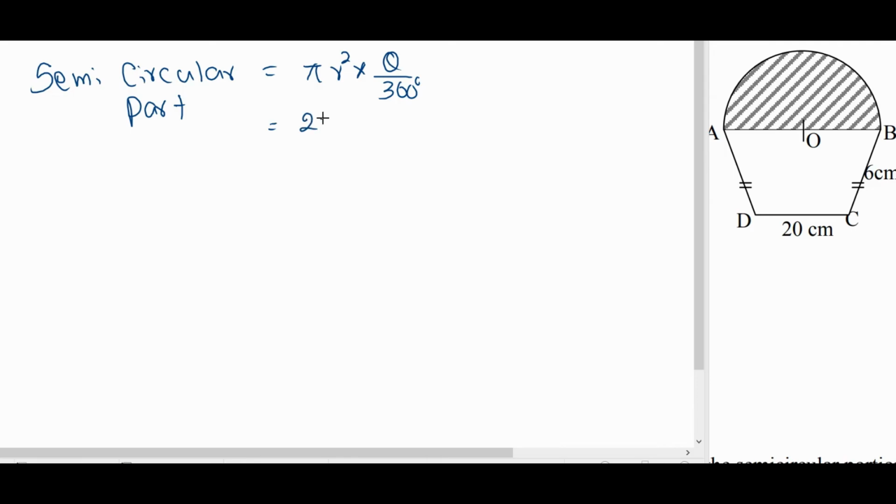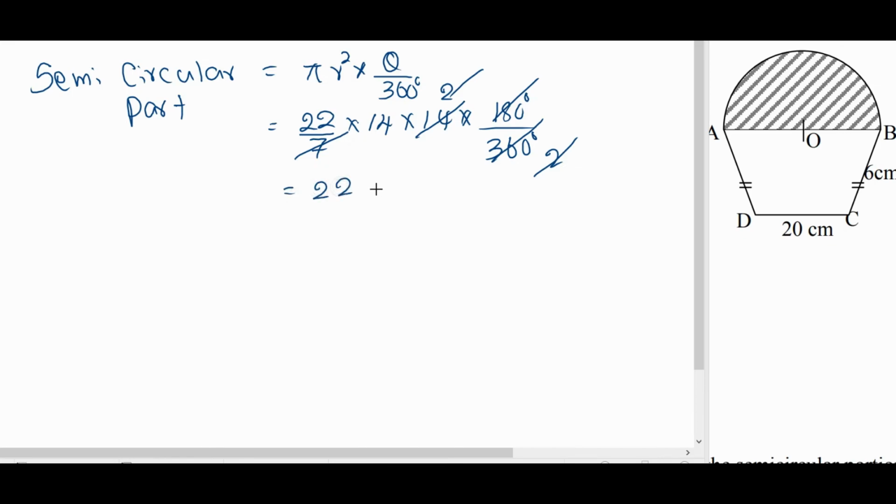Then pi is 22 over 7, and we know the radius is 14. Then 14 into 14 into theta, which is 180 because it is a semicircle, divided by 360. Then we can cancel 2, 2 and 2. The answer is coming as 22 into 14, which will be 308 square centimeters.